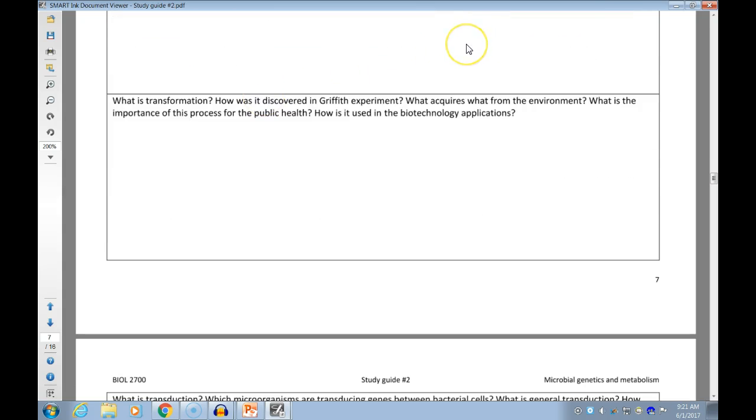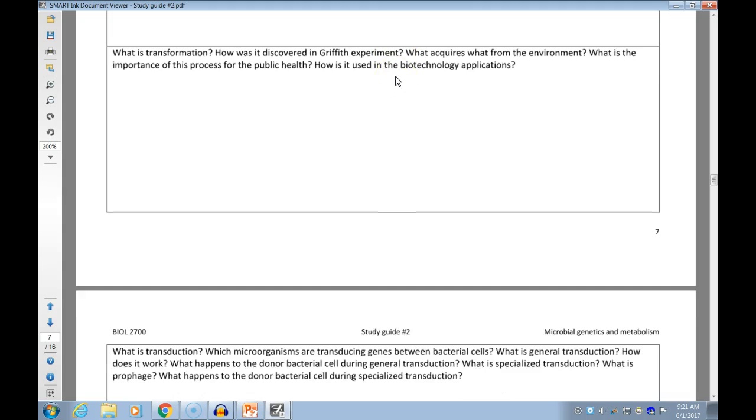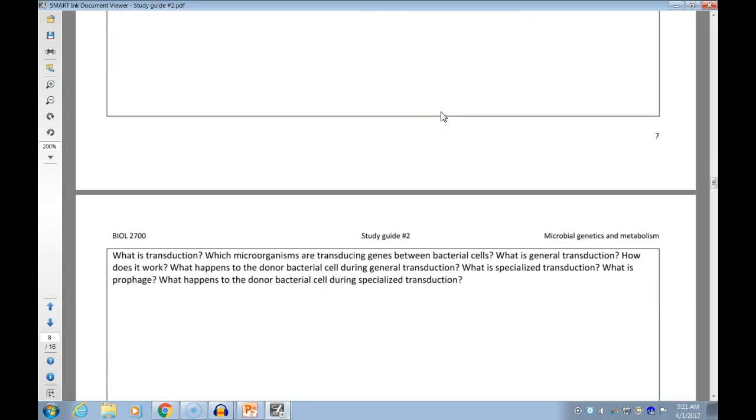What is transformation? The Griffith experiment. A live microbe acquires free DNA from the environment. Importance of this process in public health: antibiotic resistance. Biotechnology applications: inserting necessary genes into a certain microbe, okay, so it can produce something.